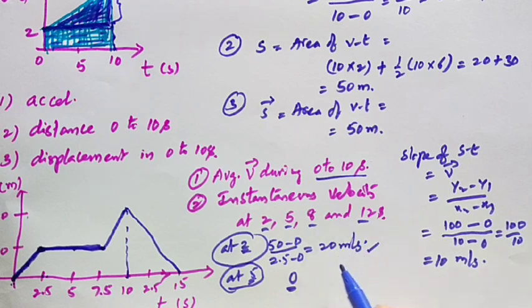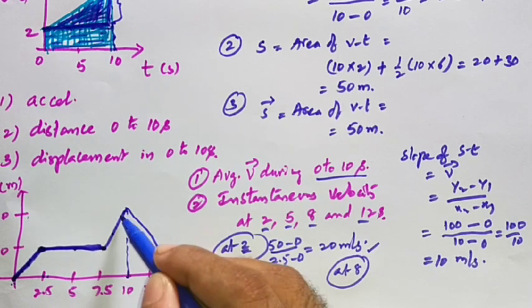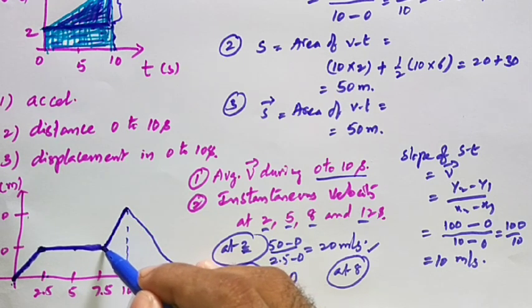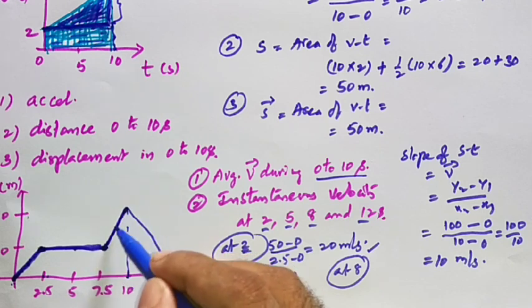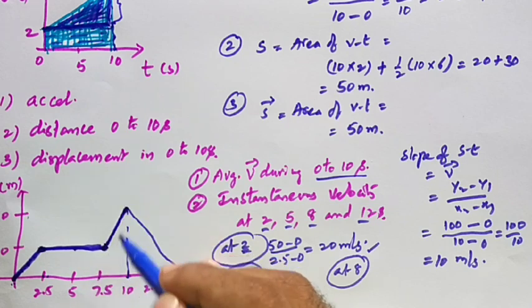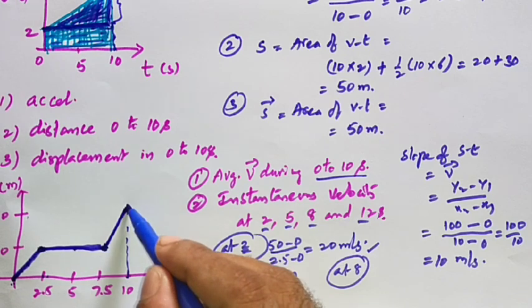Next, at 8 seconds. Now see, 8 means somewhere here. Yes or no? Observe carefully, 7.5 to 10 seconds, the body is in uniform motion. The shape of the graph tells us that the body moves with constant velocity from 7.5 to 10, means at any point its velocity is same. Now calculate from 7.5 to 10 what is the velocity.